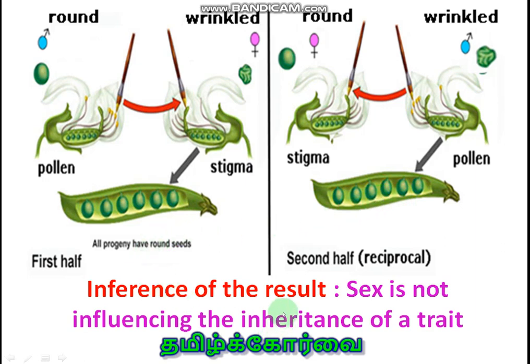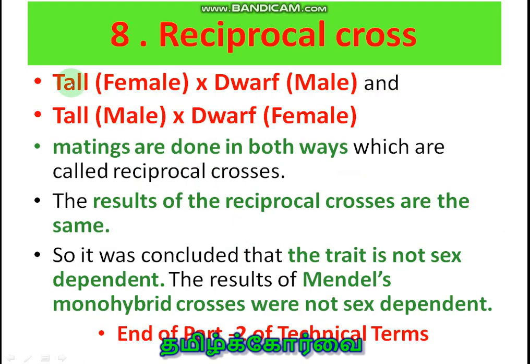So what is the inference behind this experiment? Reciprocal cross means sex is not influencing the inheritance of a trait, right? So even if you take tall female versus dwarf male or tall male versus dwarf female, we will be obtaining only the tall plant in the hybrids, that is in the F1 plant. So sex is not a factor to determine the inheritance of a character. Even Mendel studied all the characters by reciprocal cross, and they gave the same result, right?